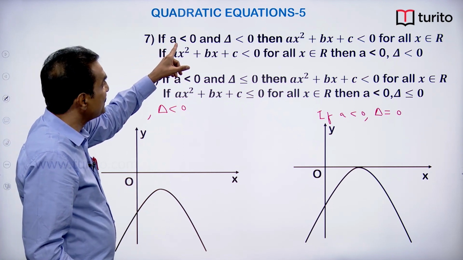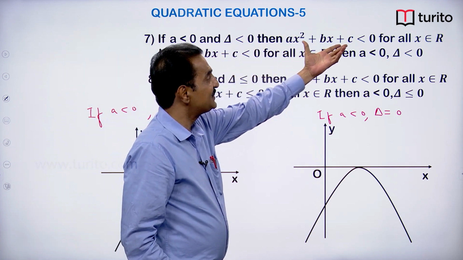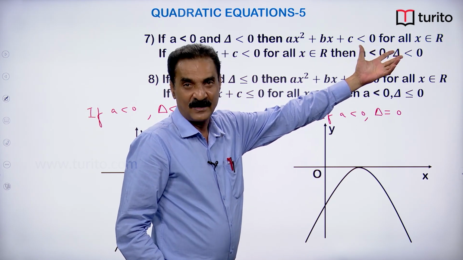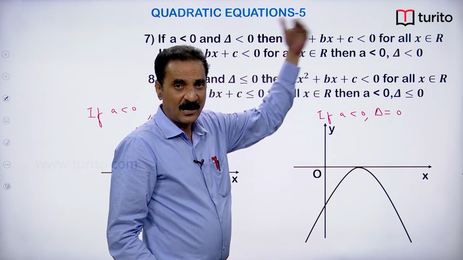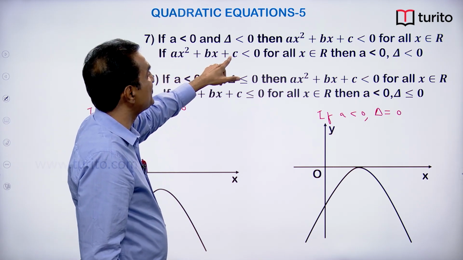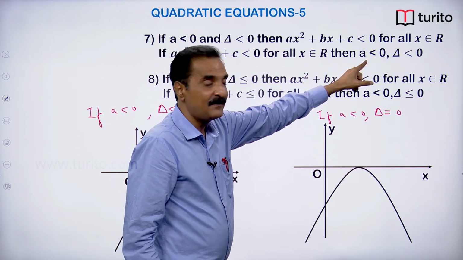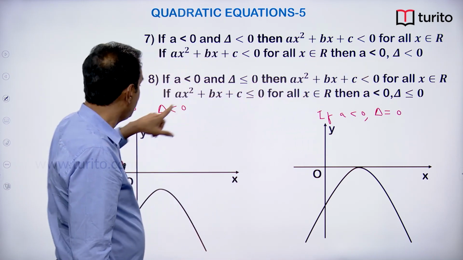So if a is negative and delta is negative, then the quadratic expression is less than 0 for all real values of x. Now, the converse: whenever ax square plus bx plus c is negative for all real values of x, it is possible only when a is negative and delta is negative.